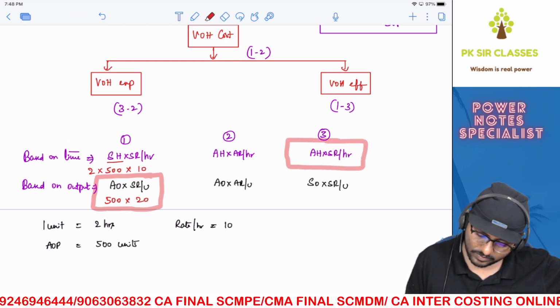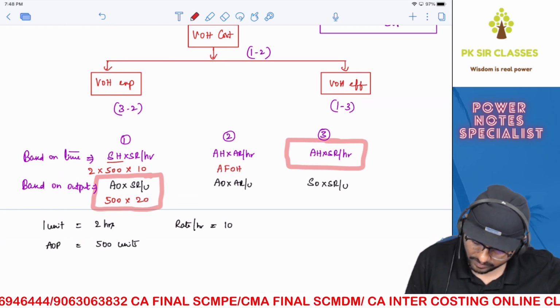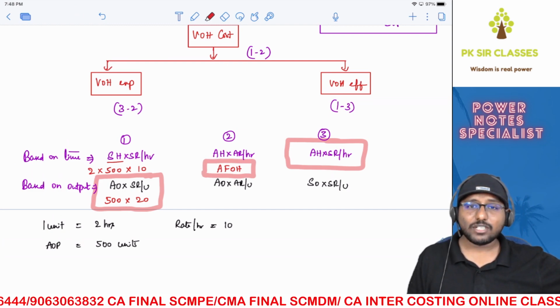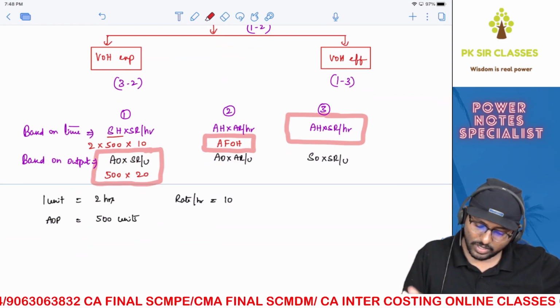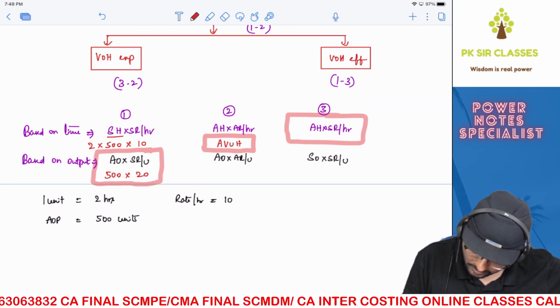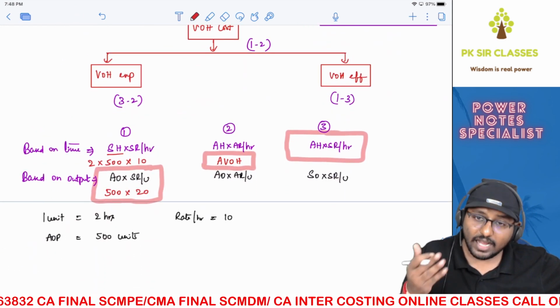This one here will be actual fixed overheads. This is the formula. What do you mean by actual fixed overheads, sir? It means that it is not a formula, but it will be directly given in the question.